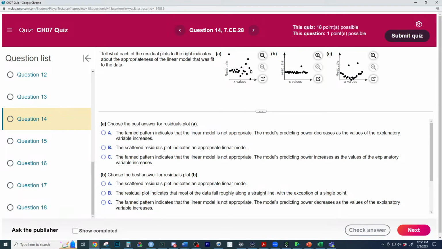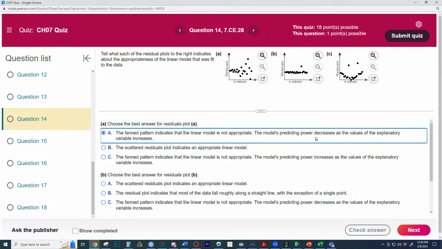So when you see a fan pattern, as it fans out, the model is getting weaker or stronger. So fanned is plot thickening. We do not want plot thickening. So this model is getting weaker or stronger? It's getting weaker. Great job, Alyssa. So the fan pattern indicates the model is getting weaker. So it's decreasing. That's what weaker means, decreasing power.